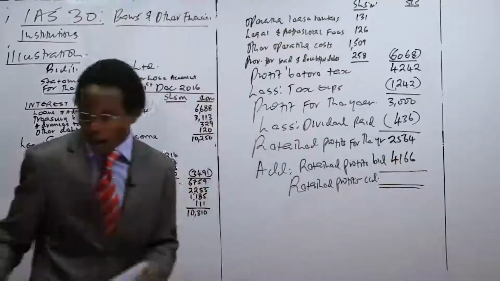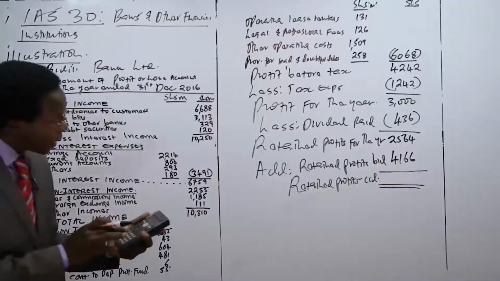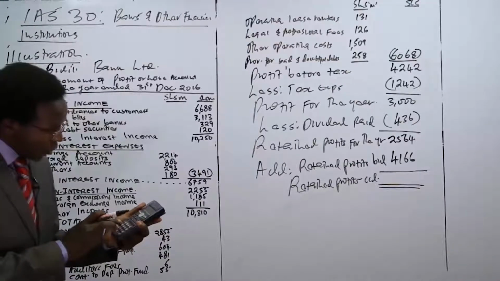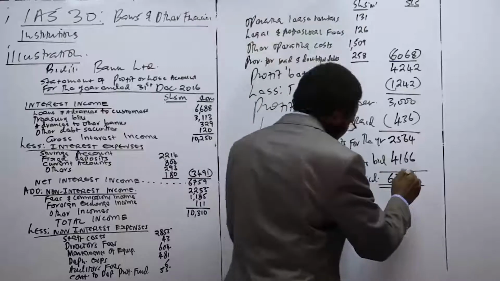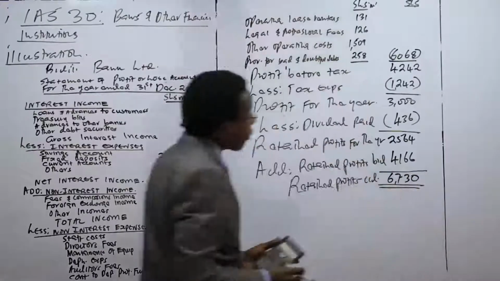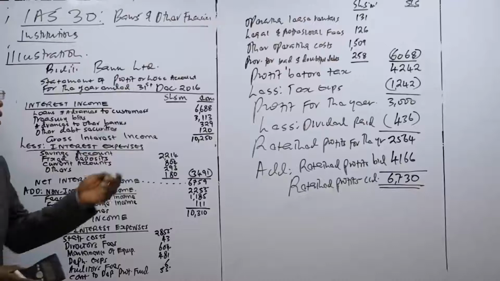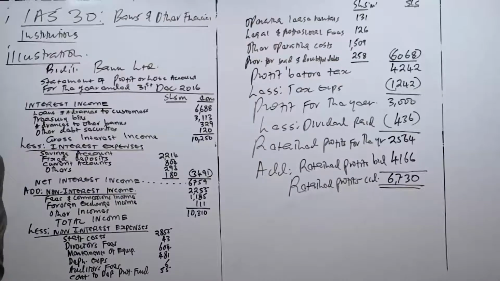4166. So our retained earnings, we come and say we have 4166. We have 6730. So that's our retained earnings for the year that we're going to report to our statement of financial position.